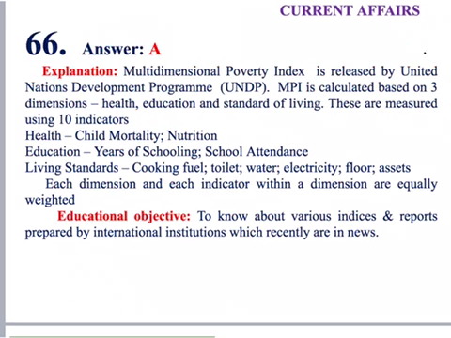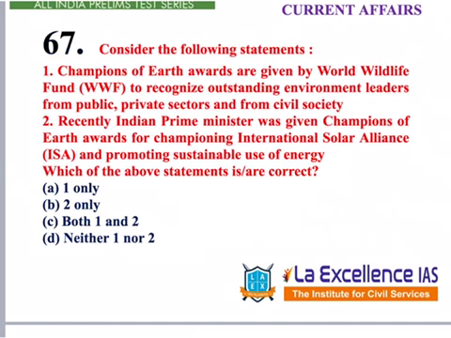Here is the value addition for the question. It says it measures 10 indicators: health, education and living standard. So go through it carefully. Next current affairs question is given under question number 67. This question is regarding Champions of the Earth Award.